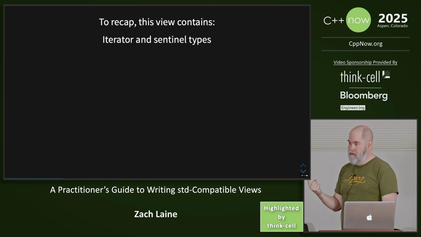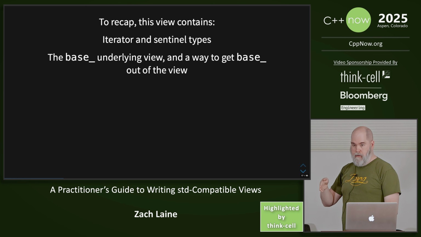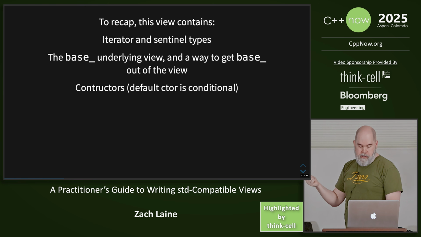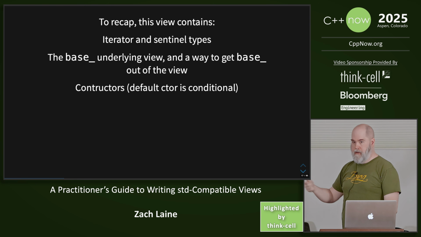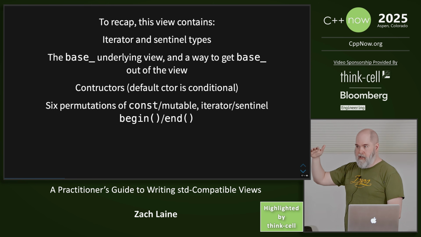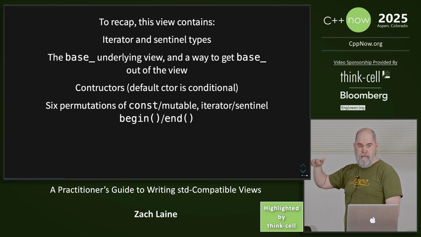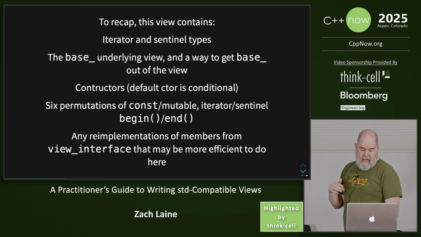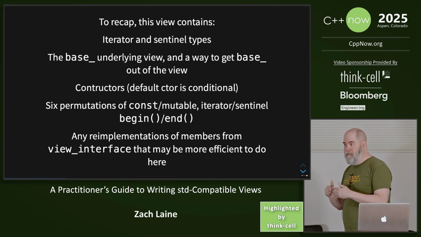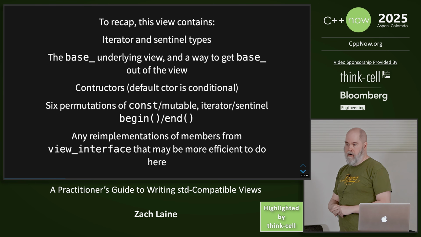So we have the iterator sentinel types, or technically templates. We have the base underlying view, and we have those members to get base out of the view. We have a default constructor and then a construction from the view we're adapting. We have these different permutations that cover all the cases of const versus mutable and iterator versus sentinel overloads of begin and end. And then if it comes up that we know that we can beat the implementation in view interface or add an implementation that view interface can't do, then we might do that as well in our view.